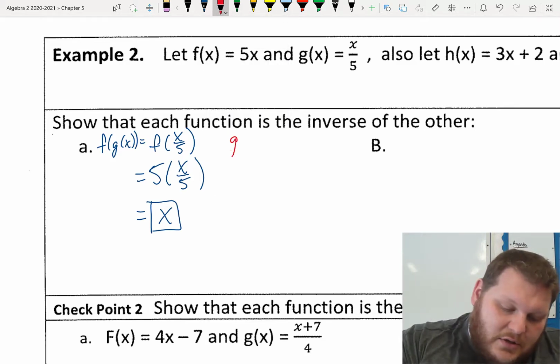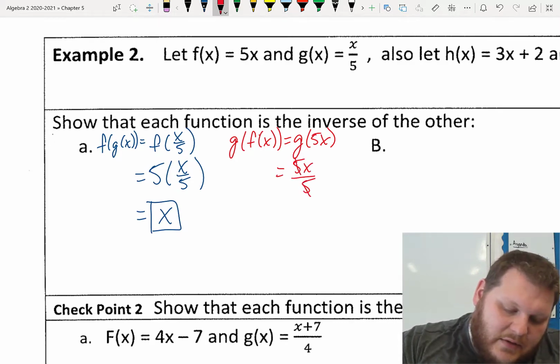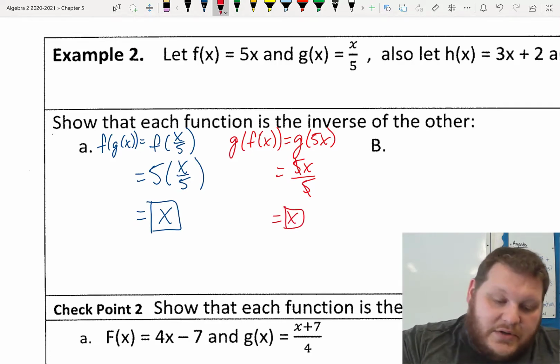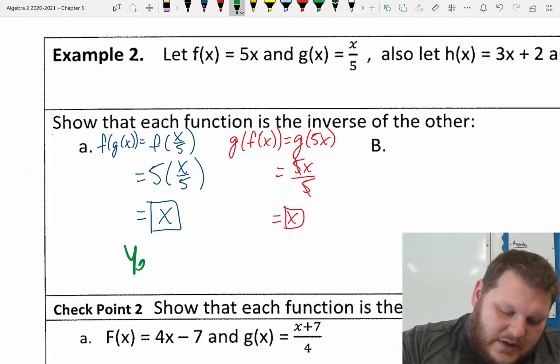If I do the other direction, g of f of x gives me g of 5x, which g does my input over 5. Hey, look, those cancel out. So I'm just left with x once again. So I can conclude, yes, f and g are inverses.